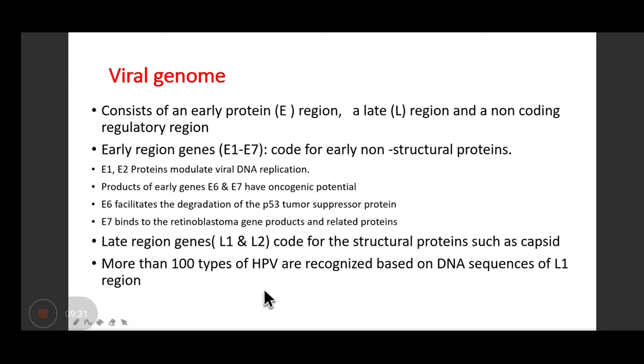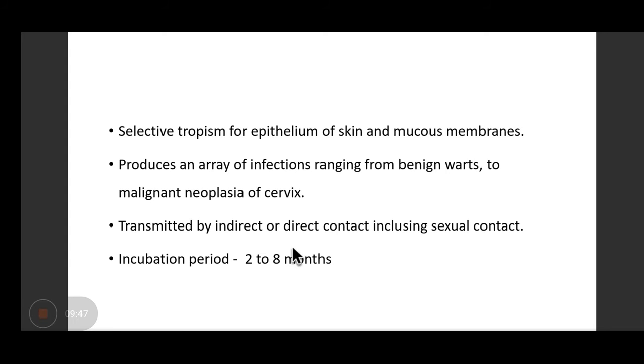These HPVs have been typed on the basis of the DNA sequence of the L1 region into various serotypes. So we have more than 100 serotypes of HPV. As I told you, they have selective tropism for the epithelium of skin and the mucous membrane, and they produce an array of infections ranging from benign warts up to malignant neoplasia of the cervix. Not only the cervix, it can cause neoplasia of the penile region, vulva, etc.